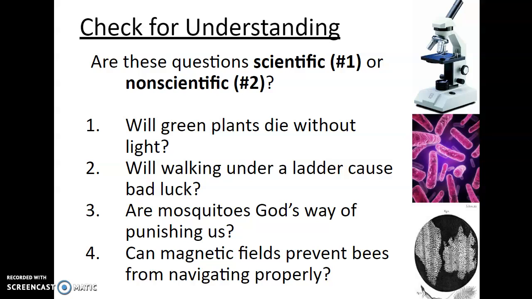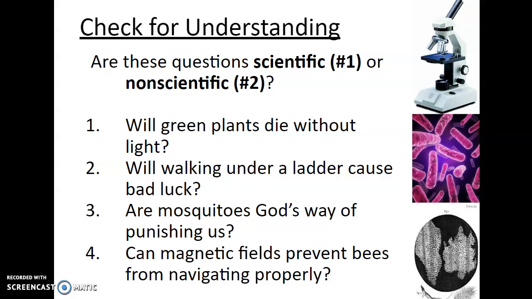So is this natural? Yes. Green plants, we can determine this. We can see this in nature. Is it observable? Yes, we could totally see this. We can see if we design an experiment where plants are not given light, will they die? And then testable, we can determine whether or not these plants will die without light.